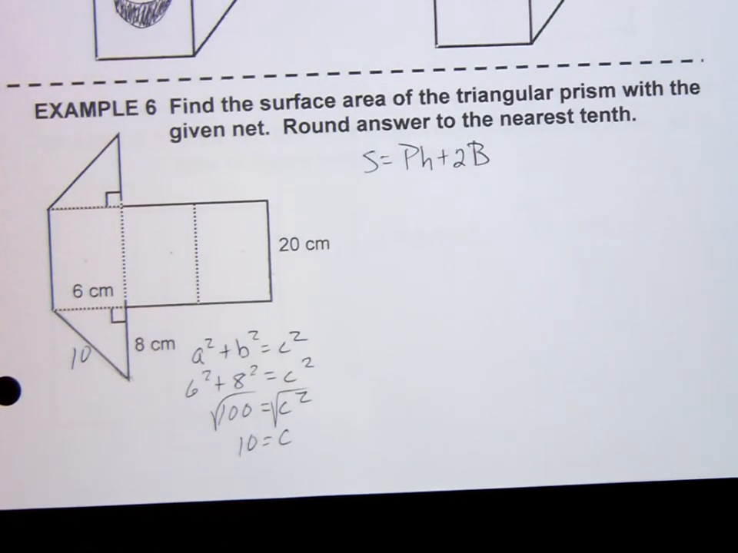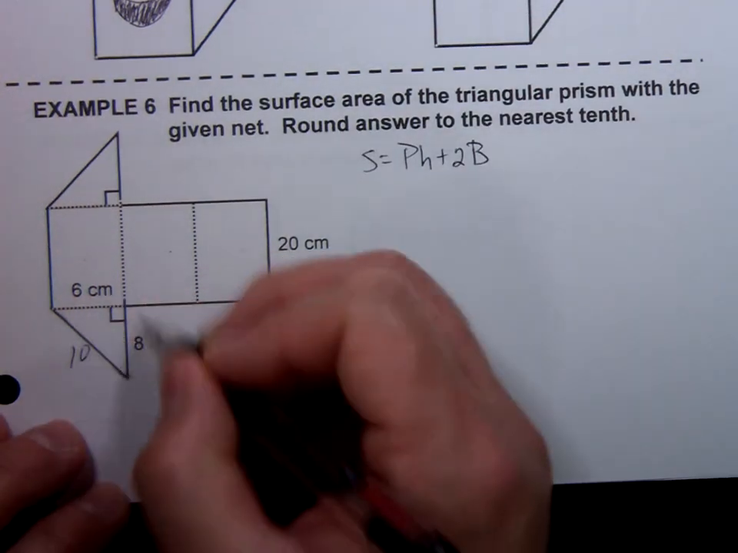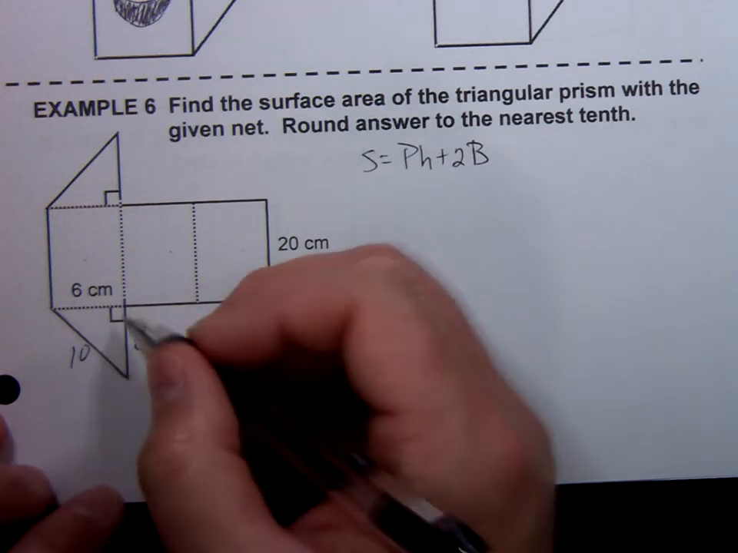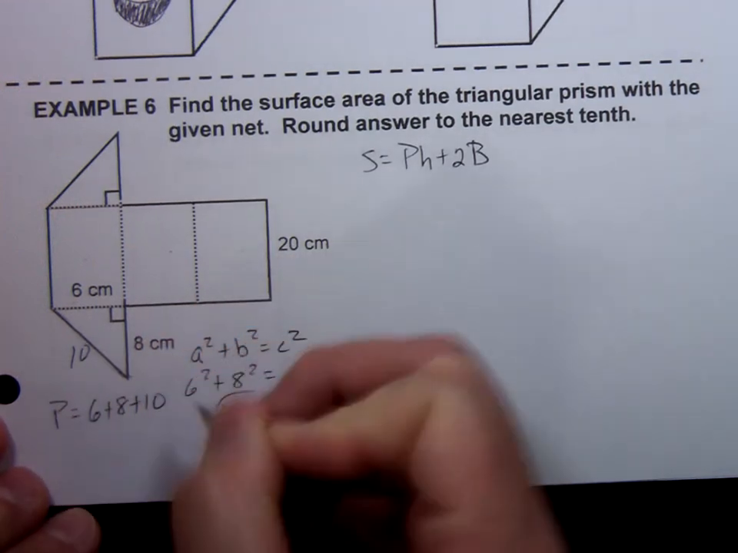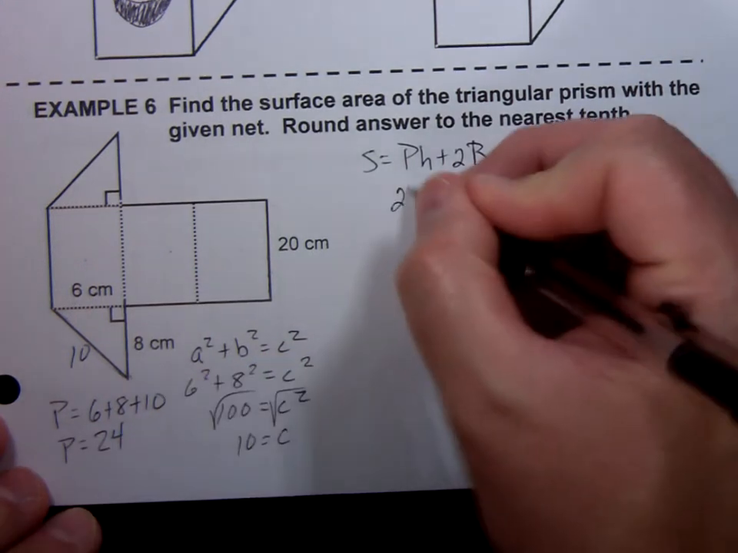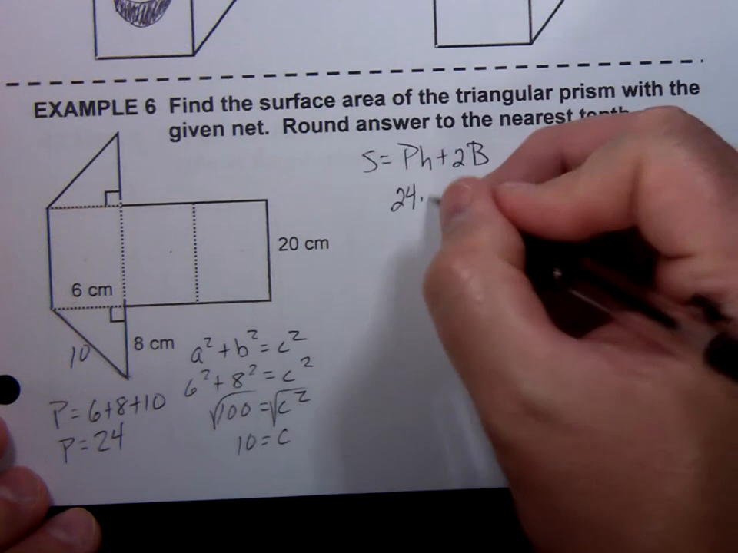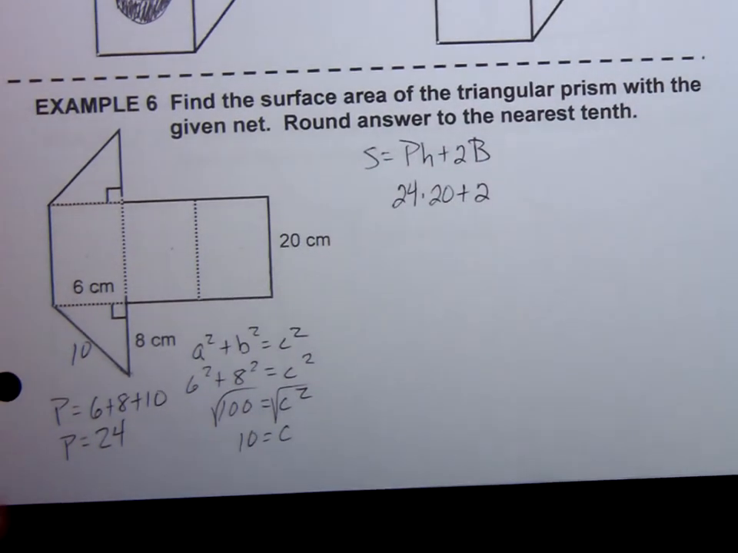If you can think about how all these come together, or here, let's just do this. The perimeter of the base, remember the triangle is the base, we just have to add up 6 plus 8 plus 10. So the perimeter is 24. The height of the prism is 20. And then I need the area of the base, so I can put that in there as well.